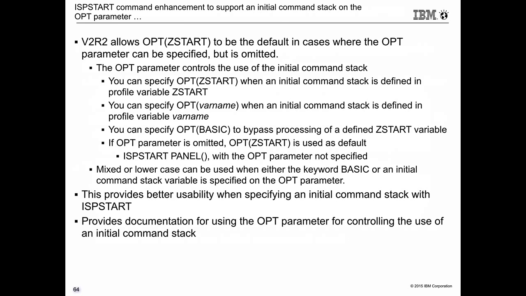So 2.2 allows you now to say OPT with any variable name in any case. You can say OPT BASIC or you can say OPT ZSTART, but the default will be ZSTART if OPT is not specified, and that's whenever you use ISPSTART and any other operands.